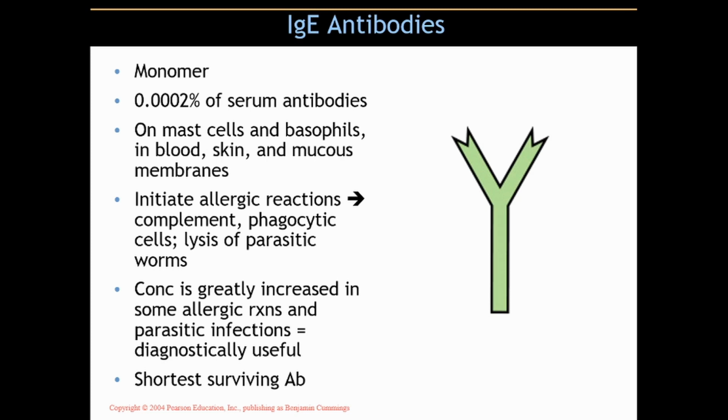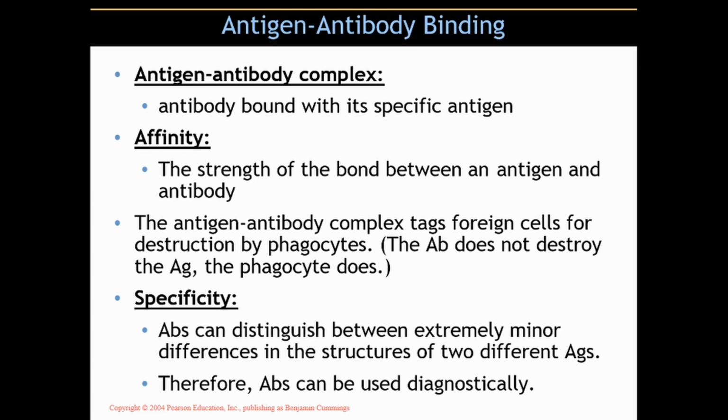They are the shortest surviving antibody, but when they are present, they lead to a whole heap of trouble for parasitic worms if you happen to have a parasitic worm infection. And of course, not always. I mean, some parasitic worm infections are with us for quite a long time. But in many instances, the IgEs will lead to the destruction of the parasite. So those are the five classes of antibodies, specifically the immunoglobulins.